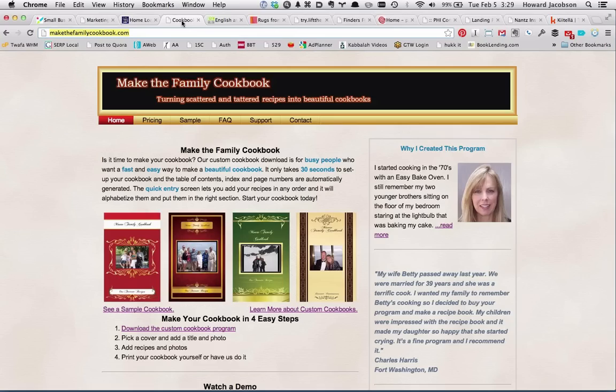What keywords are doing well? Let's just start there. What are the keywords that are bringing people to the site? Oh, I have a lot of keywords. I've got create a cookbook, cookbook software, make a cookbook, family cookbook, cookbook maker. I've got a bunch of different keywords that bring people.